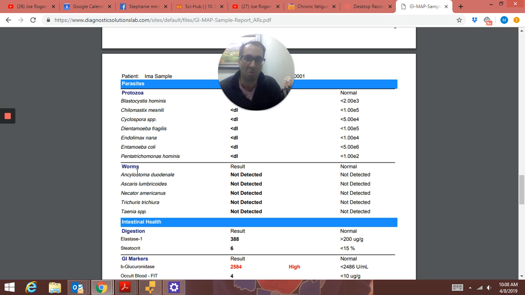Worms, everybody loves the worm section. Tinea is the most common one. These are the things like roundworms and ringworm infections that we see with a lot of different people.